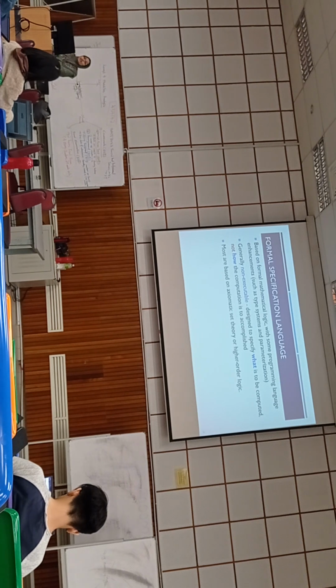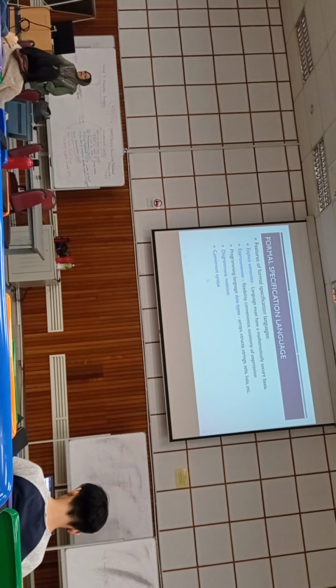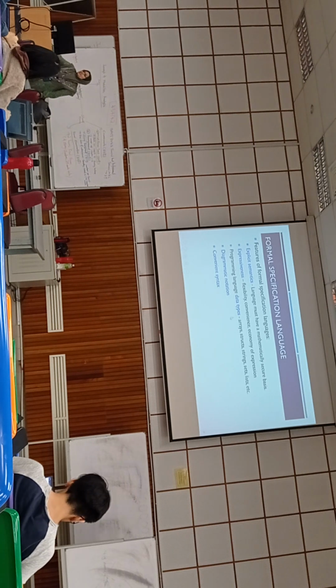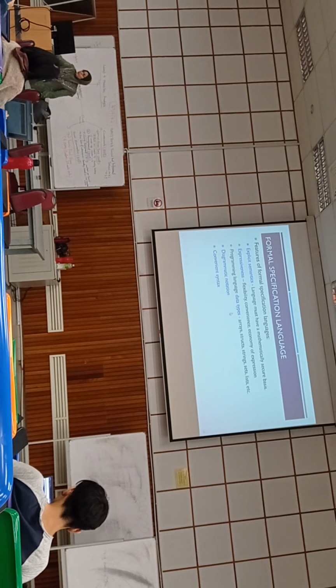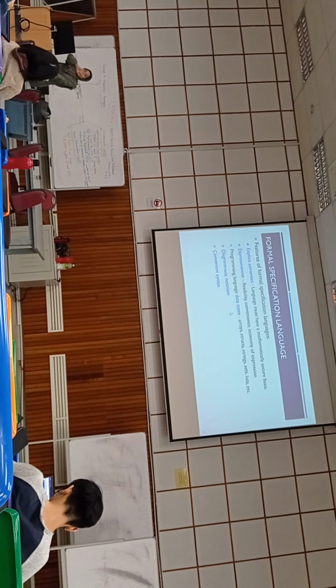Okay, so we are going to go for the Z language later when we go for formal specification. These are general features of the language. It must have semantics, and be expressive. You are going to have data types later. I will explain how to do data types, similar to programming. Then we are going to go for diagrammatic notation, and then there is syntax. So these are about the formal specification language.